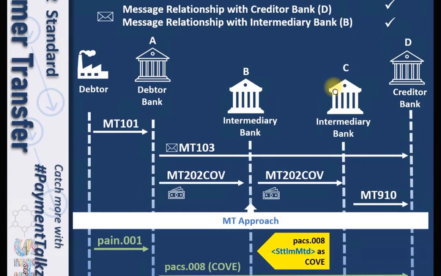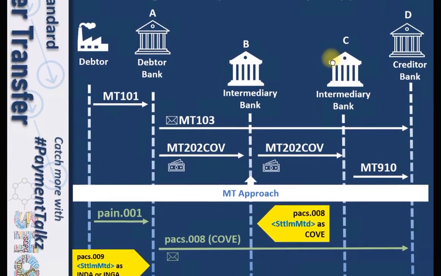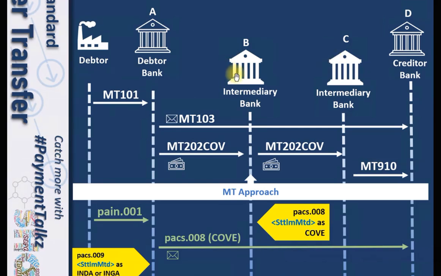So here we have taken four parties, or four agents: A, B, C and D, the debtor bank, intermediary bank, next intermediary bank and the creditor bank. If we see from the MT world, typically the debtor will send MT101. Bank A will send MT103 as an announcement message to bank D, that is the creditor bank.